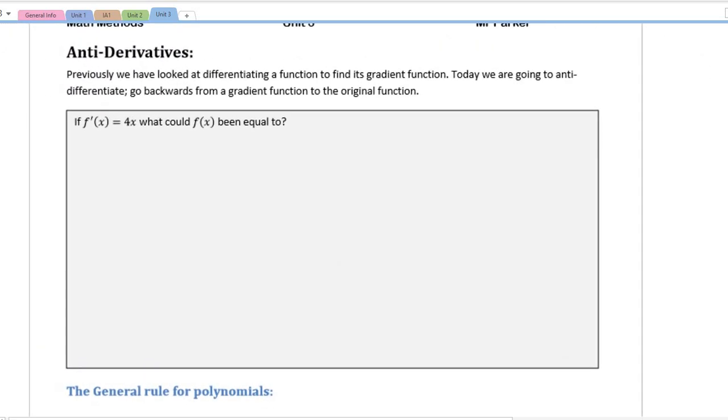Cos is sine? What was that? Cos goes to negative sine when you differentiate, yeah.